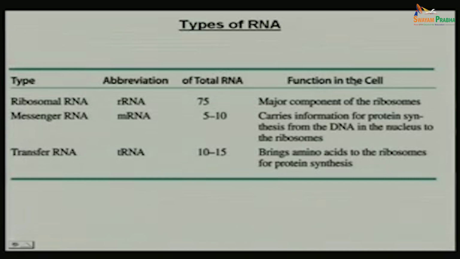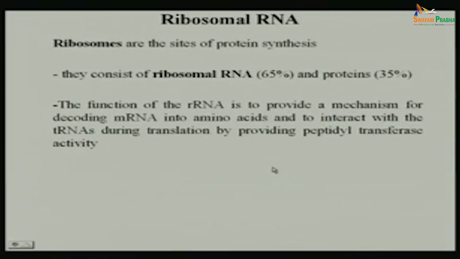If we see the functions of these RNAs inside the cell, then we can find that rRNA is the major component of the ribosome, mRNA carries the information for protein synthesis from the DNA in the nucleus to the ribosome, and tRNA brings amino acids to the ribosome for protein synthesis. So, this way, different RNAs are doing a very important role in the cell system.